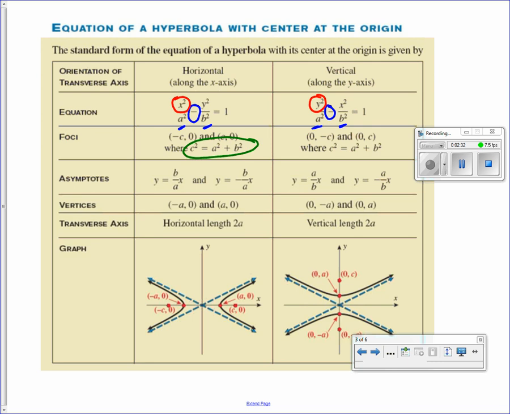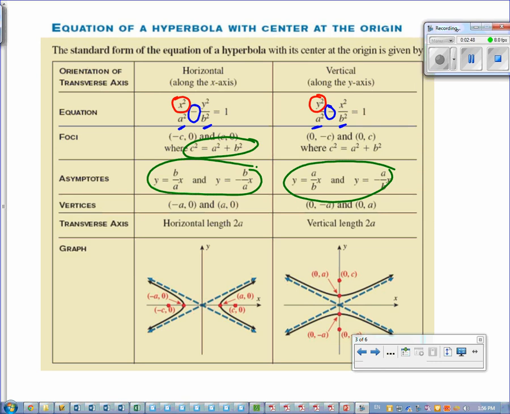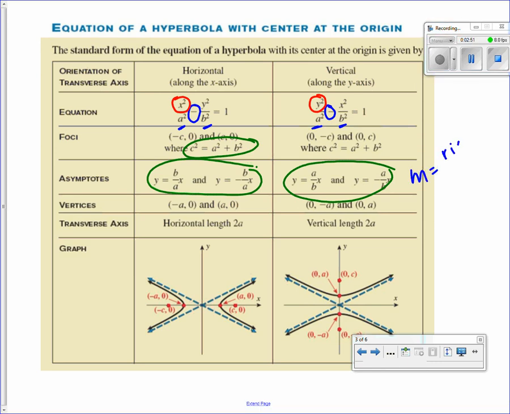A hyperbola has two slant asymptotes that guide the branches, and so you need to know the slope of those asymptotes. You have these formulas here, but I'm not really good at memorizing those formulas. What I do know is that slope is rise over run, and rise is the change in the y and run is the change in the x. So I'm going to look at the y denominator. That's my rise. So for the horizontal, b is the rise, a is the run. Whereas in the vertical, a is the rise, b is the run.